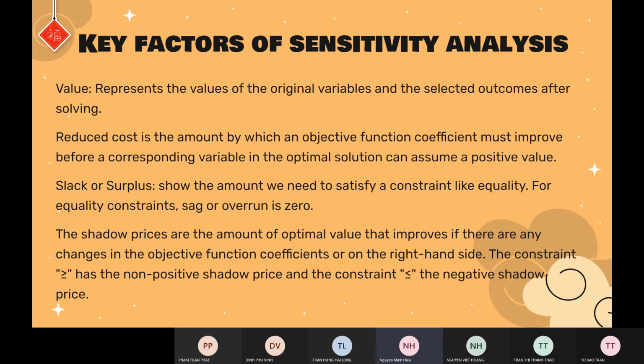Now we have the slack and surplus. It shows the amount we need to satisfy a constraint, and for equality constraints, slack and surplus are zero. Now the last one, we have the shadow price. This is the amount by which the optimal value improves if there is any change in the objective function coefficient or on the right-hand side. The greater-or-equal constraint has a non-positive shadow price, and the smaller-or-equal constraint has a negative shadow price. Now we will move to the next part.